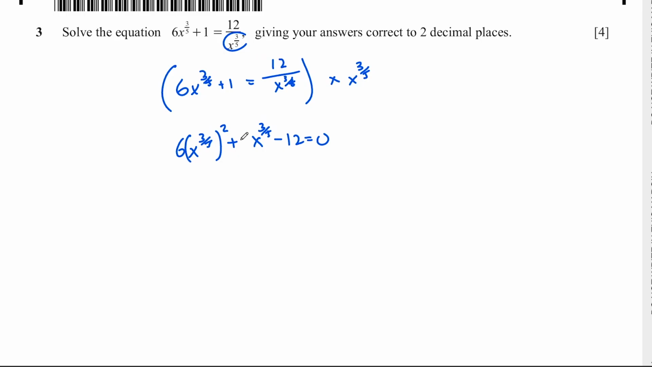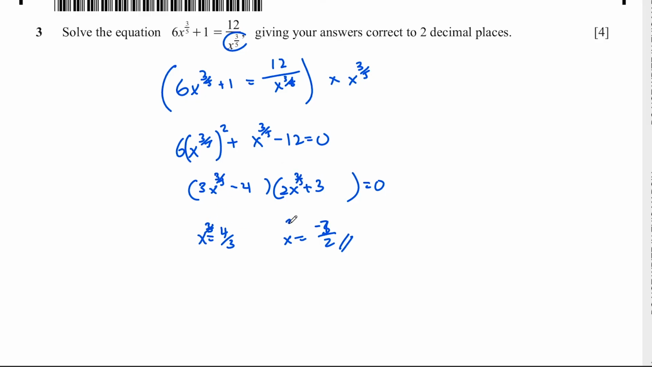Now, I don't think this will be factorable. Oh, it is, okay. So x^(3/5) will be 4 over 3, or x^(3/5) will be negative 3 over 2. Sorry, not x. So the careless mistake there is also a common mistake that people will do, just ignore the power. So do not ignore the power. We rewrite the power back there, then now we have to inverse the power or take the reciprocal of the power, so that 5 over 3 and 5 over 3.